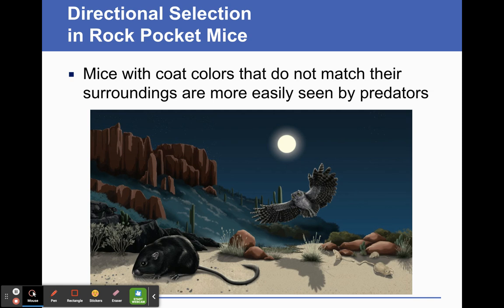Another quick example, mice with coat colors that do not match their surroundings are more easily seen by predators. Rock pocket mice, basically, these are often found in the desert. And depending on where they live, they're more likely to be a certain color. So they'll either blend into a certain color rock or sand so that they can't be spotted by predators.